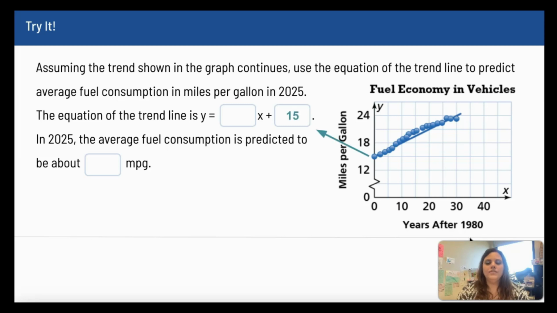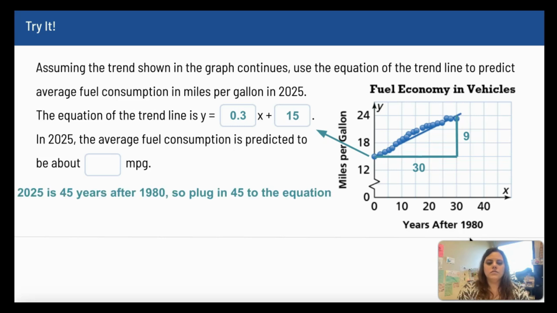In this problem, the y-intercept looks to be right at that space between 12 and 18, which would be 15. The slope, going over 30 years, looks like it intersects at 24, which is 9 miles per gallon more. So we have a slope of a rise of 9 over a run of 30, which ends up being about 0.3. You can just do 9 divided by 30 on a calculator.